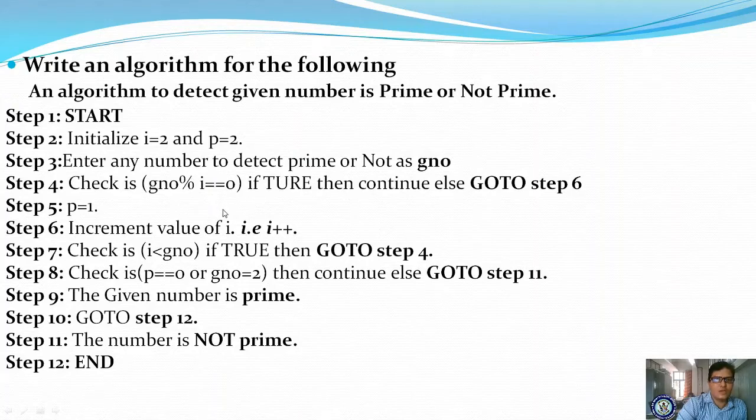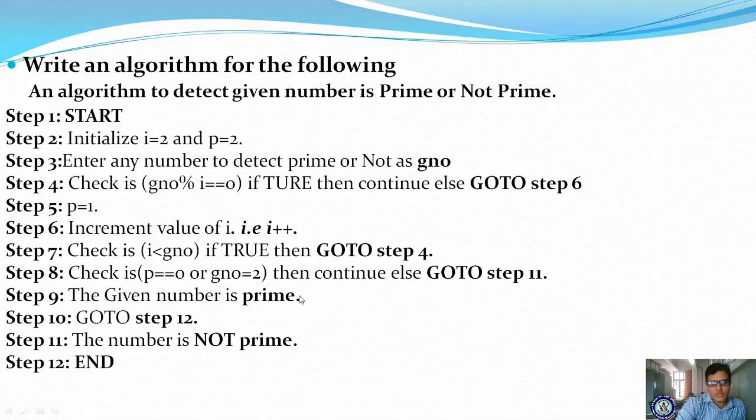How long will it continue? It will continue until I becomes 11. 11 % 11 equal to 0. If it is true, then it will come here. So P is equal to 1. You are assigning P value as 1 and check I less than G number. If it is true, then it has to go to the fourth step. No. If P equal to 0 or G number equal to 2, then continue. So we are writing this condition.